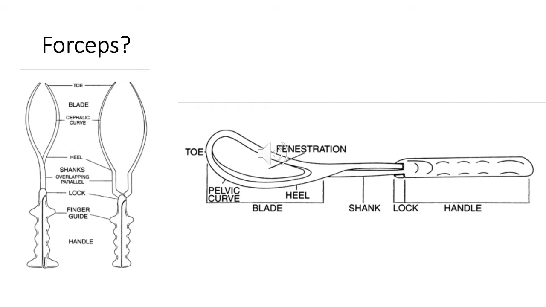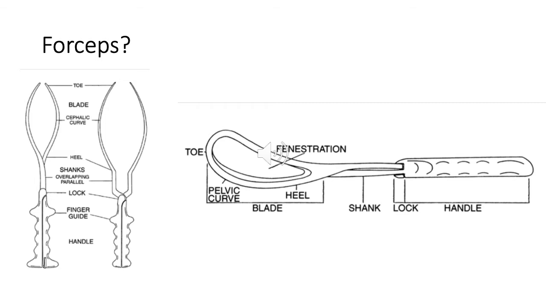There are several different lock configurations. There are the English type and the sliding lock type. The handle is used for gripping the forceps. And it's important to know that each feature of the forceps is designed for a specific purpose. And this is usually a high-yield tested topic on CREOG.